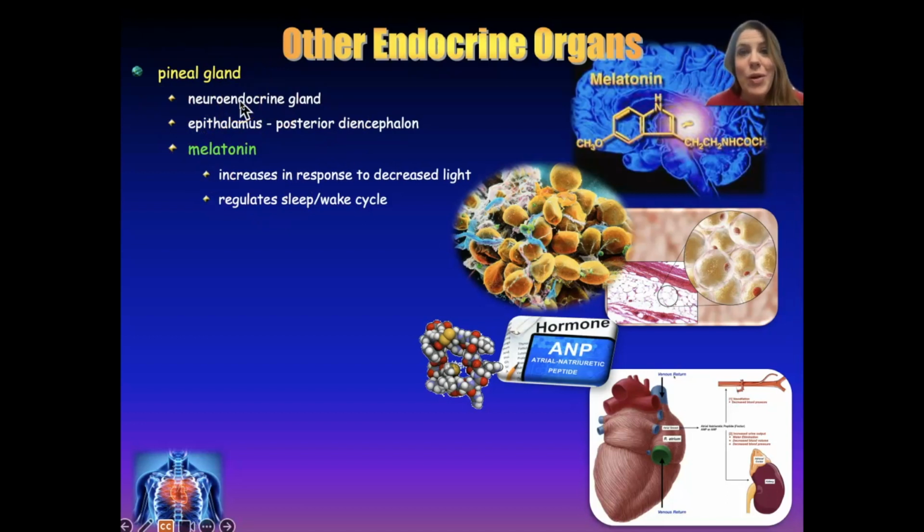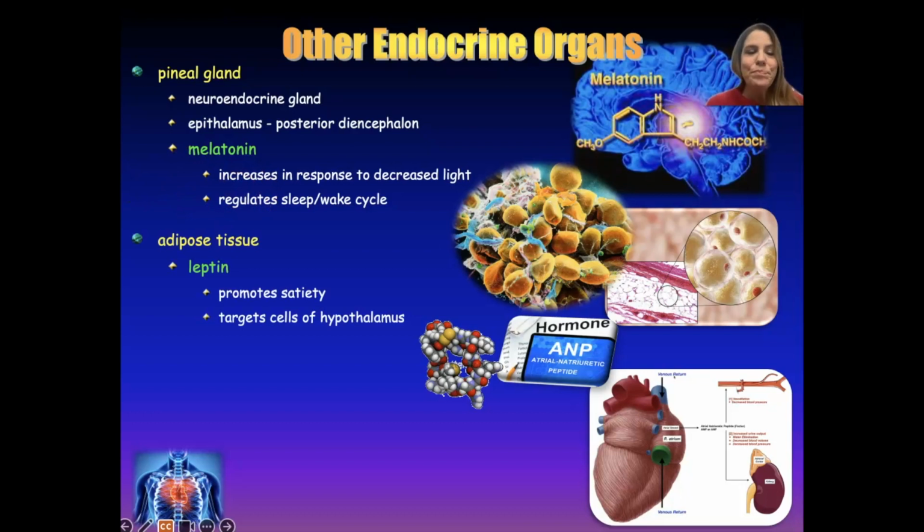And so, if it's registering that melatonin levels are high, feedback mechanisms are going to kick in to bring it down. So melatonin is naturally produced in response to decreasing light, which is why, when the sun goes down, you start getting sleepy because you start producing melatonin. So it's going to regulate sleep-wake cycles. So pineal gland produces melatonin, regulates sleep-wake cycles.